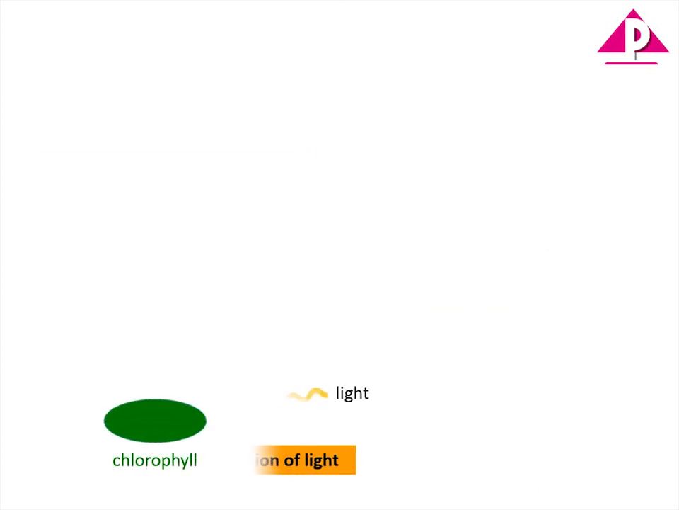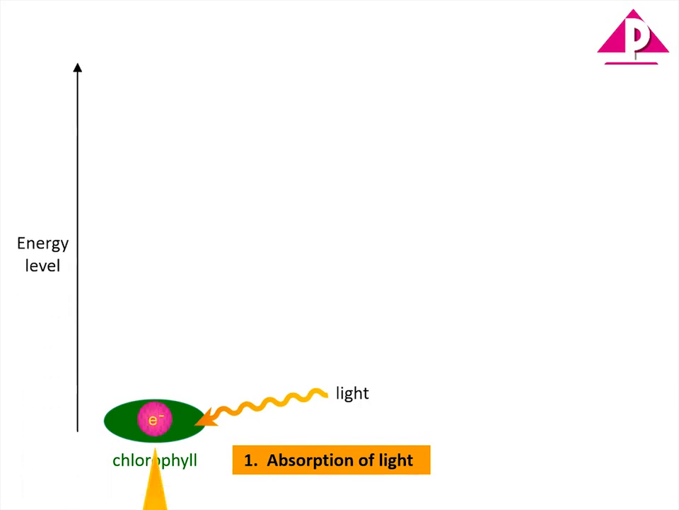First, a chlorophyll molecule absorbs light energy. The energy excites an electron. It raises the electron to a higher energy level, and the electron is then emitted from the chlorophyll molecule.